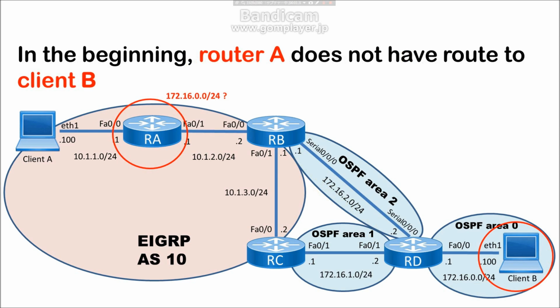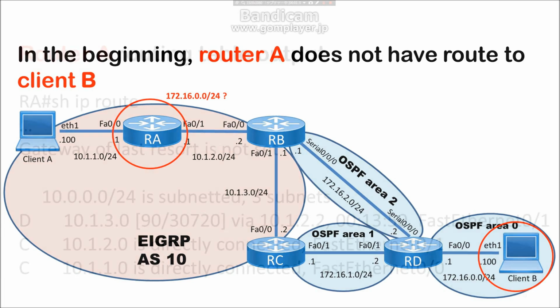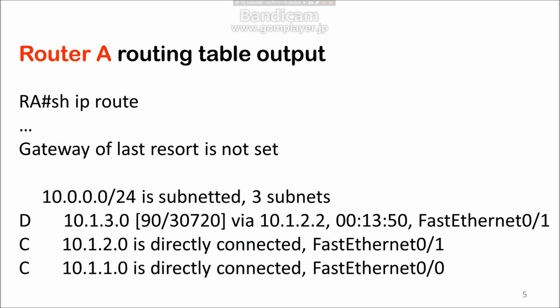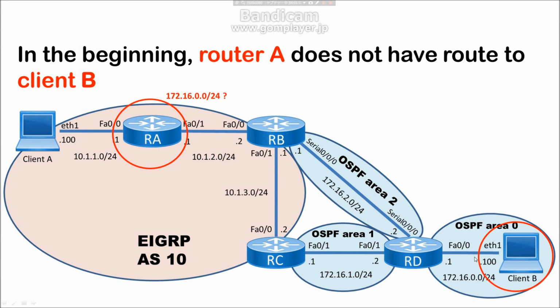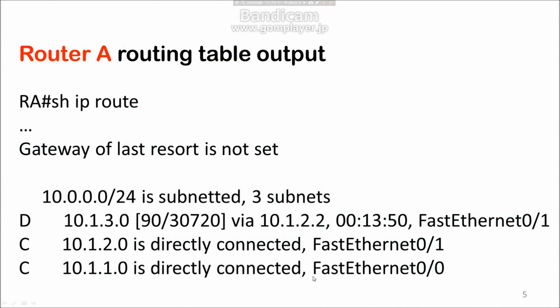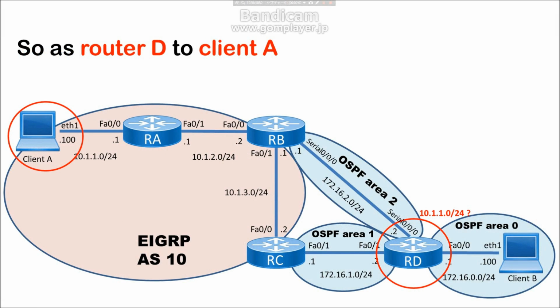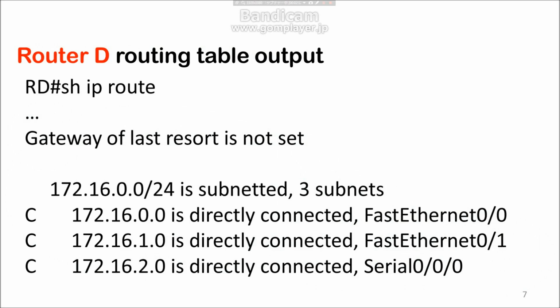In the beginning, router A does not have a route to client B because we haven't done any redistribution configuration. Here's the output of router A's routing table. As we can see, there's no route to client B. Client B is in the 172.16.0.0/24 network. We can only see the 10.1 network. And so is router D to client A. Here's the output. We only see 172.16 and we don't see any 10.x network.